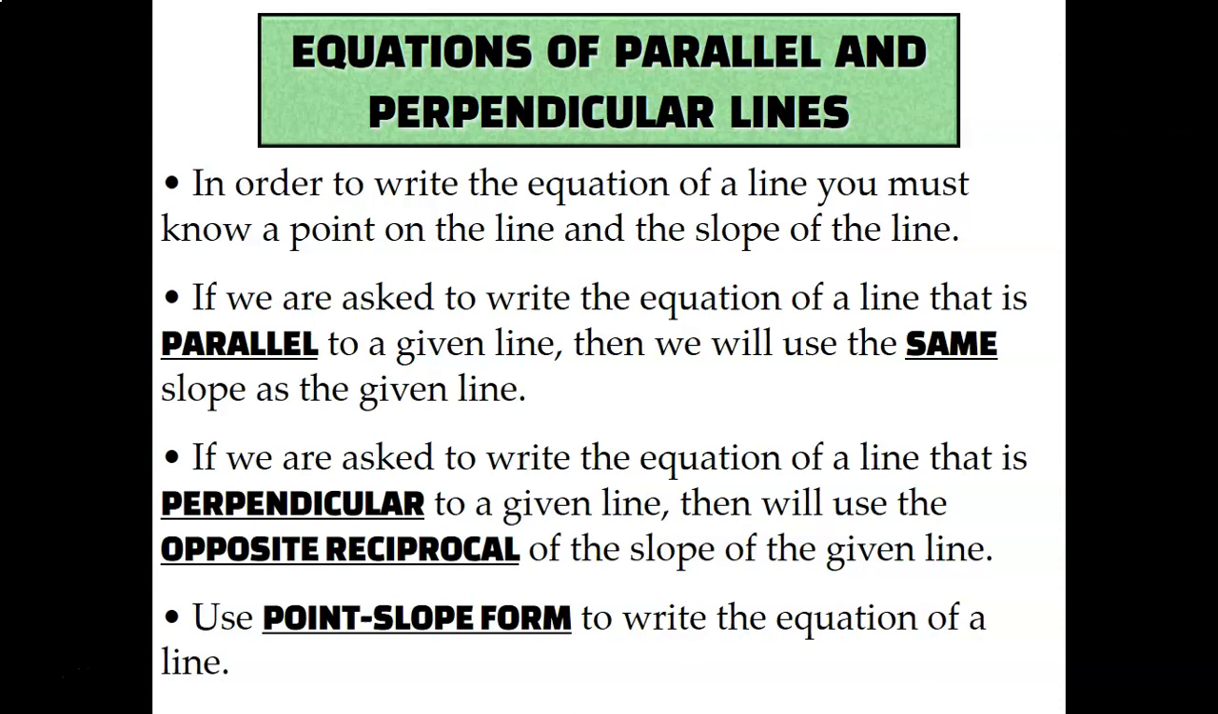We're going to be comparing the slope that we need to the slope that we've been given. If we're told to write the equation of a line that's parallel to a given line, then we'll just use the same slope that we were given. But if we're asked to write the equation of a line that is perpendicular to another line, then I need to use the opposite reciprocal of that slope. We'll talk about how to calculate an opposite reciprocal here in a second, but first let's discuss the formulas that we're going to need in order to make this happen.